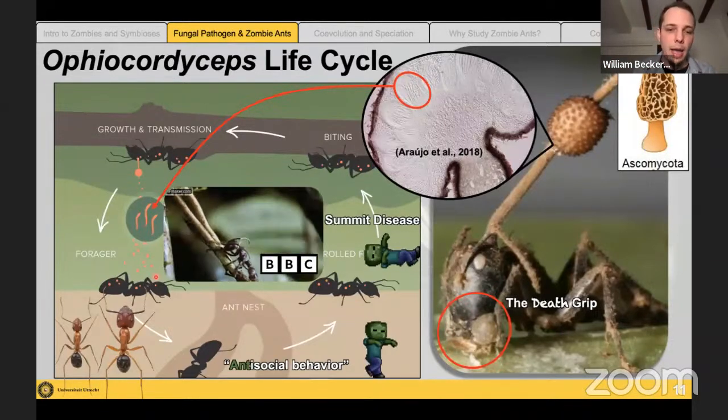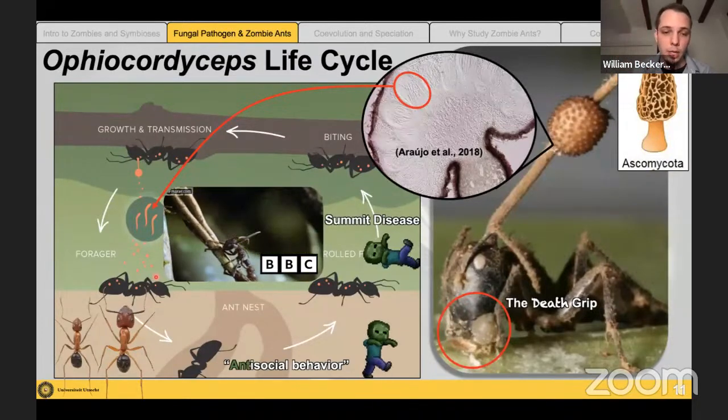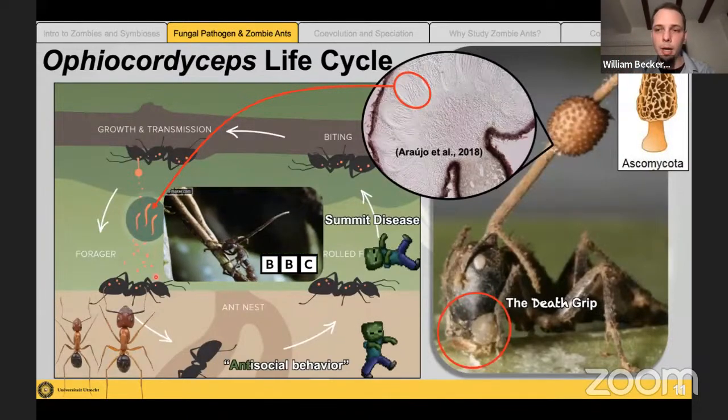And here's a clip of that, or a time lapse of that happening from BBC. So you can see the ant has firmly gripped onto a twig at the very end of a tree. And soon after, the ant is killed by killing compounds, and then the fruiting body is grown from the back of the head.